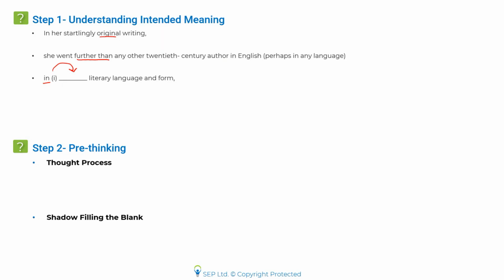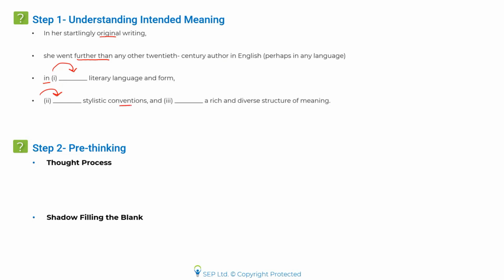All right, so if she was original and if she went further than, then definitely she kind of added something to the literary language and form, or she perhaps brought in some new form, or she built on the existing form, something like that we are looking for. Okay. Stylistic convention. So we have a list here. So she went further in doing something to the literary language and form. She went further in doing something to the stylistic conventions.